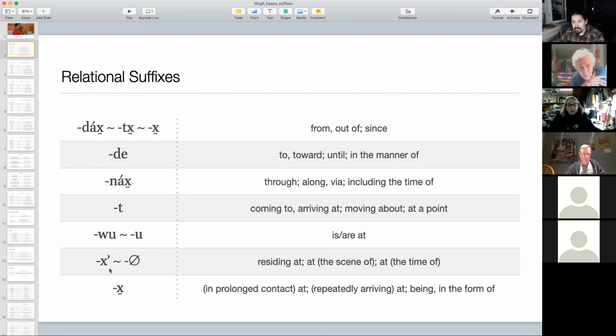This one is also at, but it usually means at rest or residing somewhere. And sometimes there won't be anything there, right? Hatuyeyati, right? It just goes away. Some people would prefer hatuyeyati, but either one is fine.